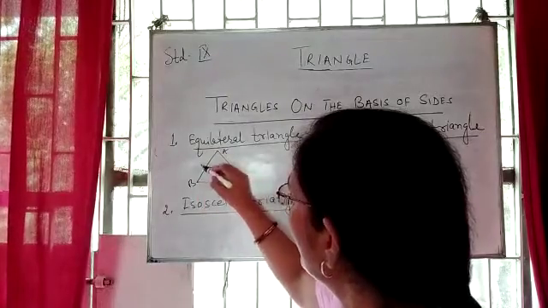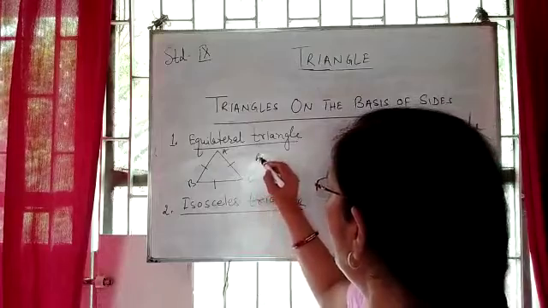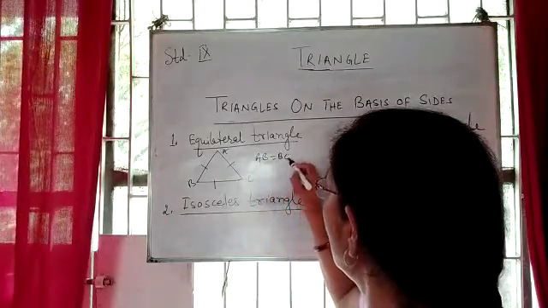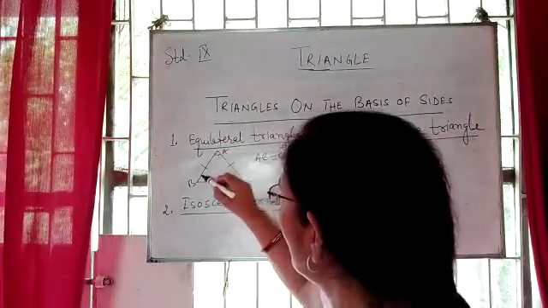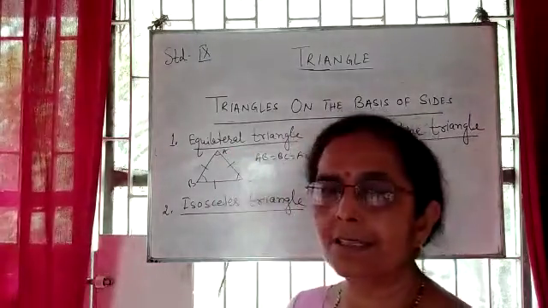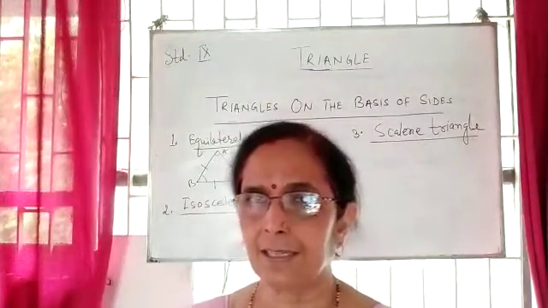Here AB is equal to BC is equal to AC. And obviously angle A is equal to angle B is equal to angle C. So it is an equilateral triangle.